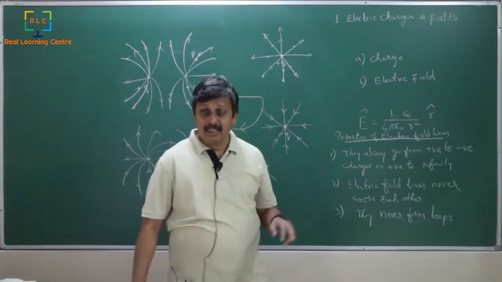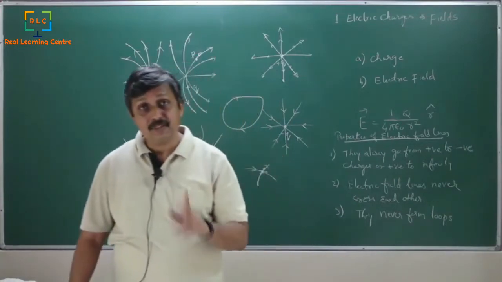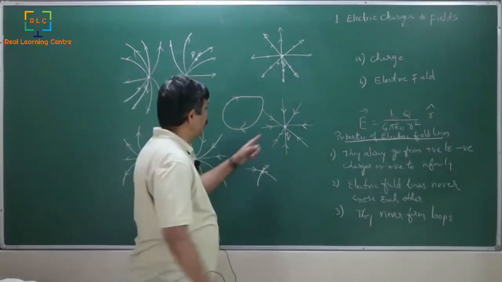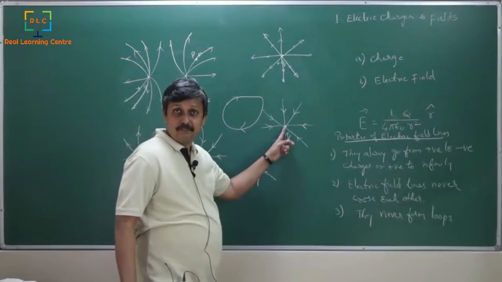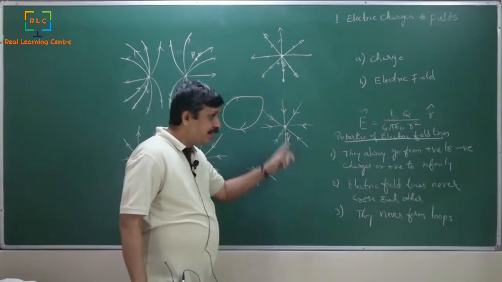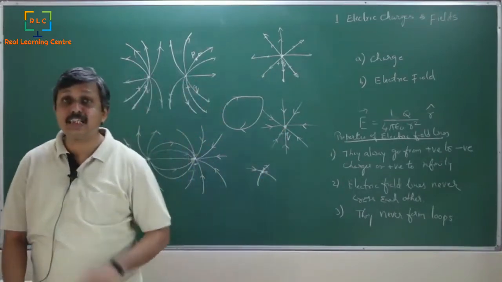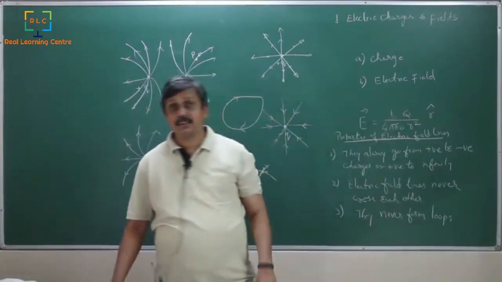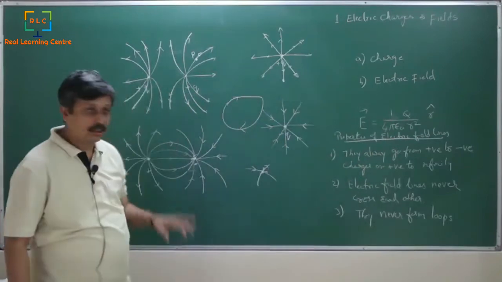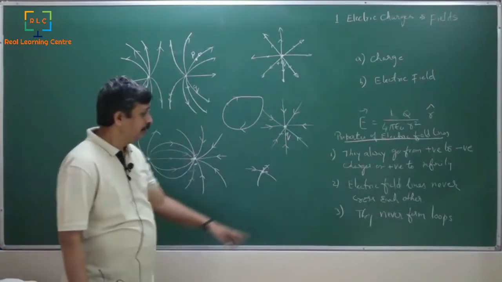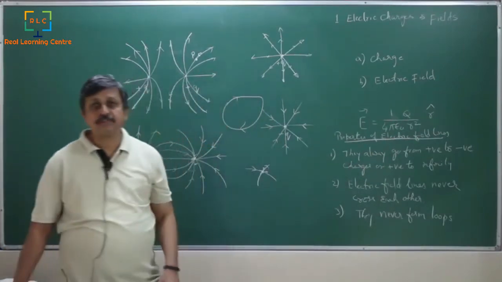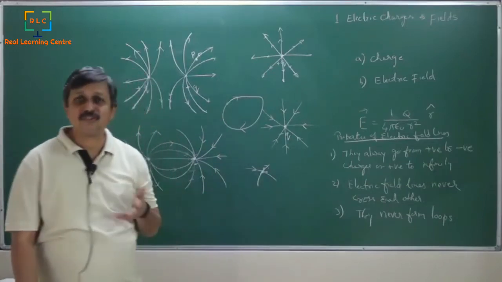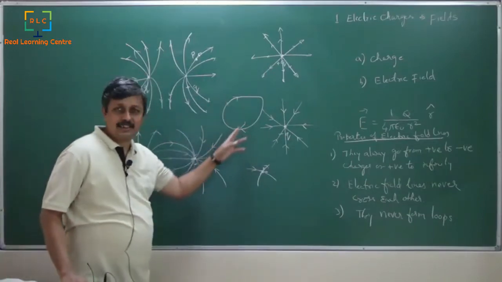In the sense that in the place where there is no charge, they never cross. In the place where there is charge, they may cross, because at the point of the charge the amount of field is not defined, it becomes almost infinity, because r is 0. So that's the exception. And here they never form loops because they are a force field, the force is in this direction.